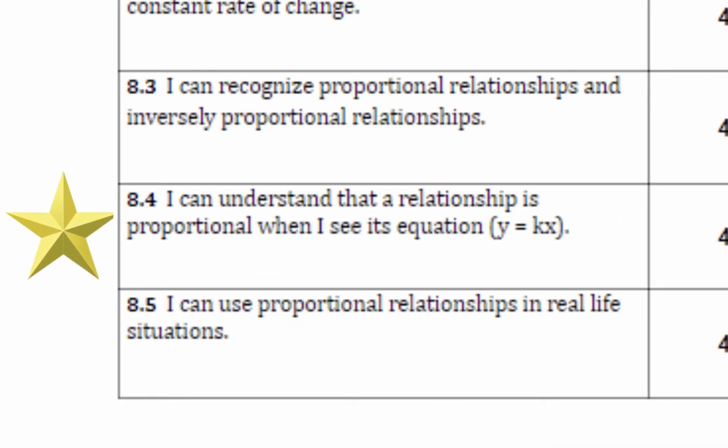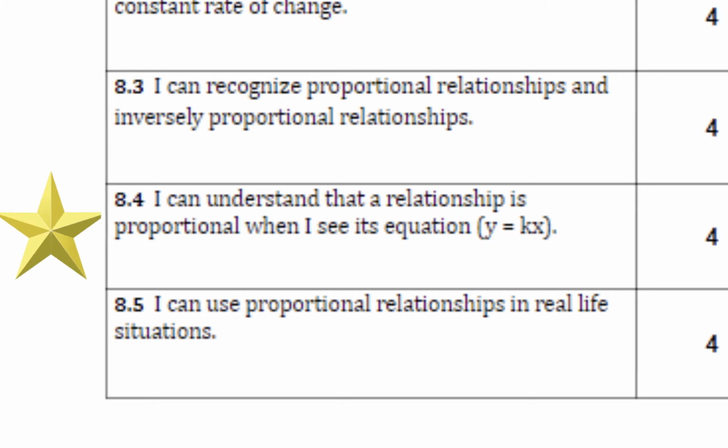Our goal for today says, I can understand that a relationship is proportional when I see its equation, y equals kx. Yesterday, we talked about how we can determine if we have a proportional relationship by just looking at a table of values or a graph. So now we're adding another layer to that, and it's being able to just look at an equation and go, yep, it's a directly proportional relationship.